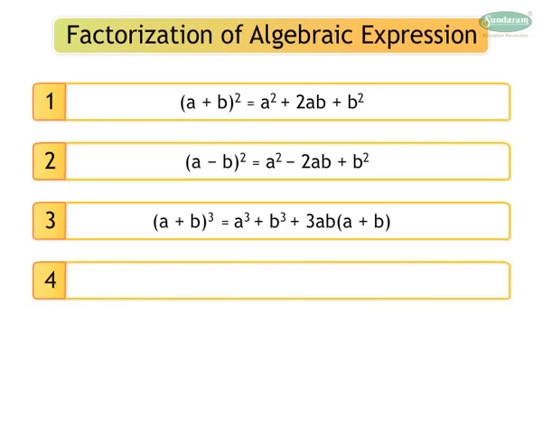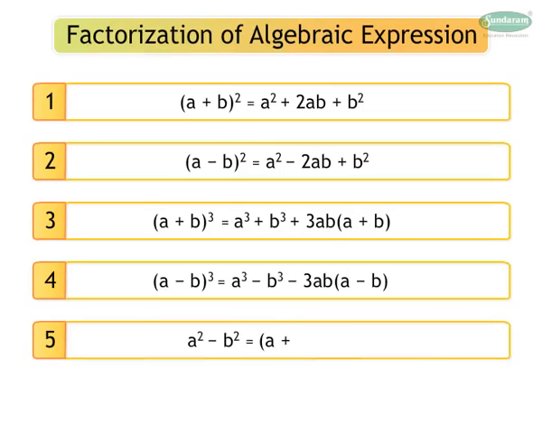4. A minus b the whole cube is equal to a cube minus b cube minus 3 times a multiplied by b multiplied by a minus b. 5. A square minus b square is equal to a plus b multiplied by a minus b.